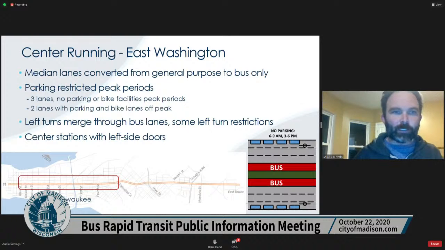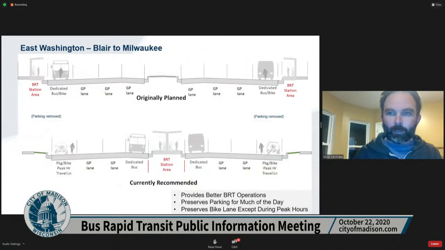Moving to the east side on East Washington Avenue, median lanes would be converted from general purpose to bus only, and then we would introduce parking restrictions during peak periods in the peak direction to accommodate the third travel lane that we need for capacity during peak periods. So 3 lanes, no parking or bike facilities during peak periods in the peak direction. 2 lanes with parking and the existing bike lane off peak. Again, left turns would merge through the bus lanes, but some left turns would be restricted, with center stations with left side doors. And this would exist on the isthmus between about Blair Street and Milwaukee Street, where we have that parking lane that we have at our disposal.